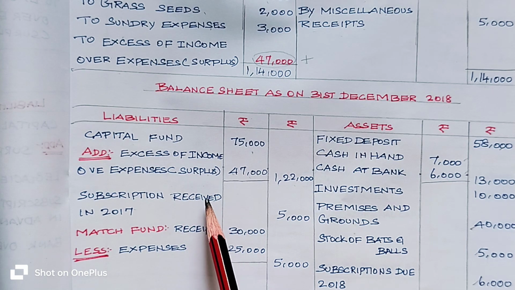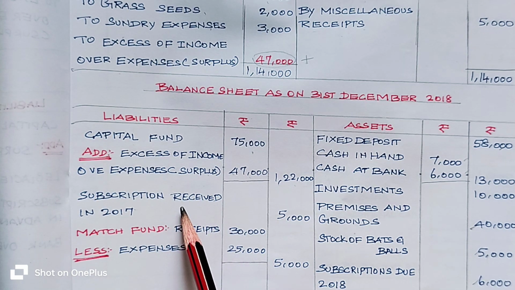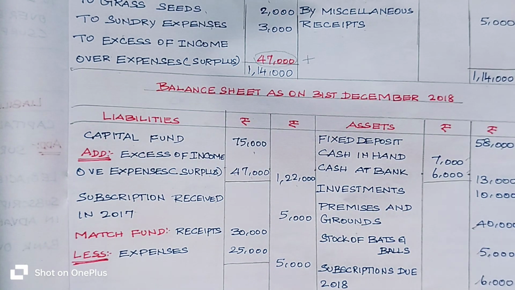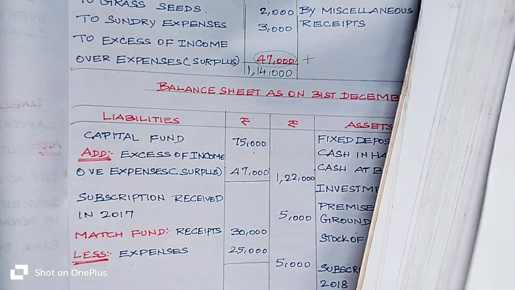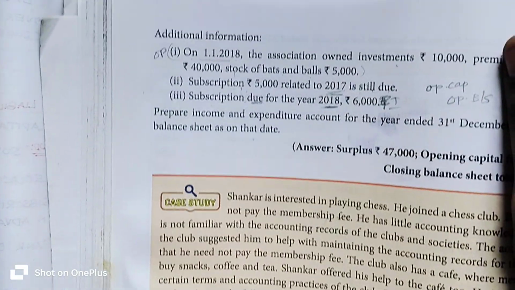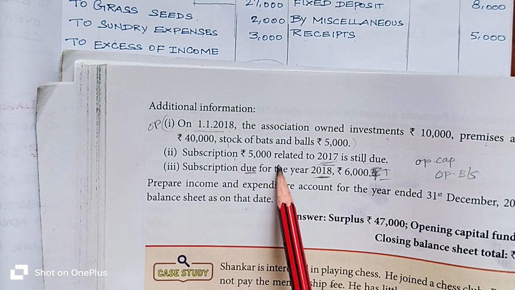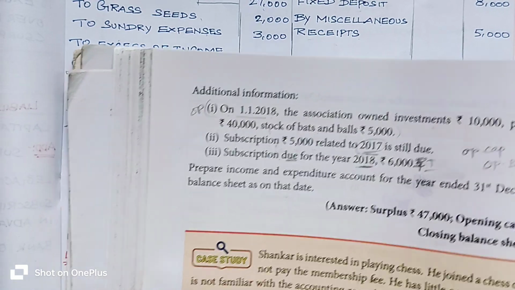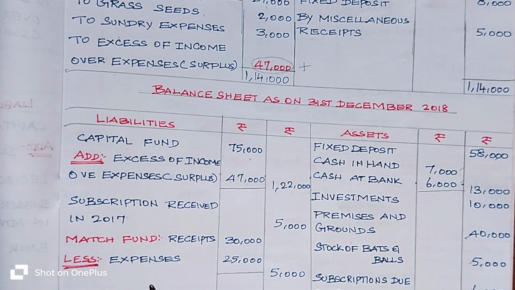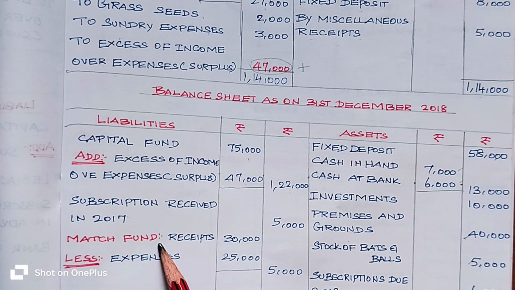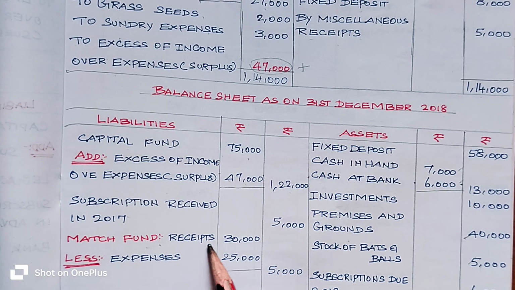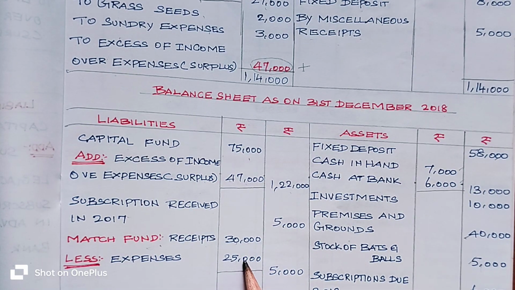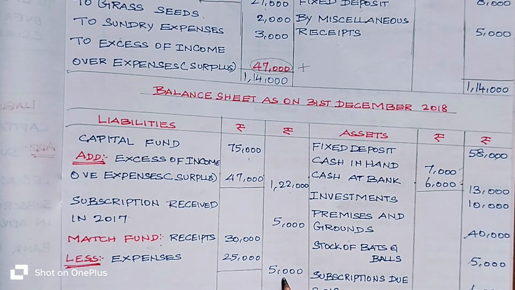With that we have to enter subscription received in advance. As per the format, it will appear on the liability side. How much? 5,000 rupees. Listen, subscription received in advance 2017, 5,000 rupees. You have to enter it on the liability side. Then match fund you have to show separately on the liability side. Match fund received 30,000. We have to subtract the match fund expenses 25,000 from the receipt, and you will get 5,000 rupees.